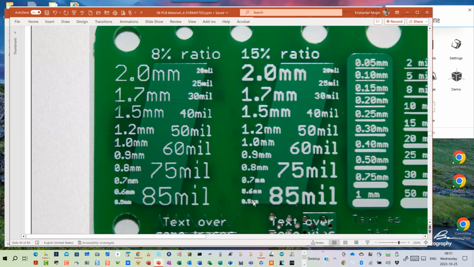My M's right here look like blobs. These are starting to look like squares and so on. So the ratio of character height to character stroke width is going to affect our readability.